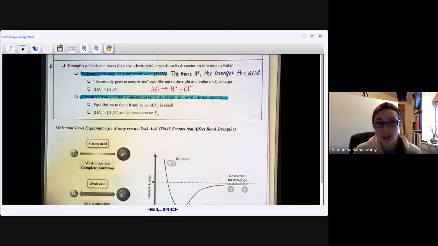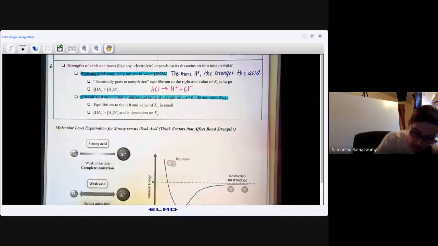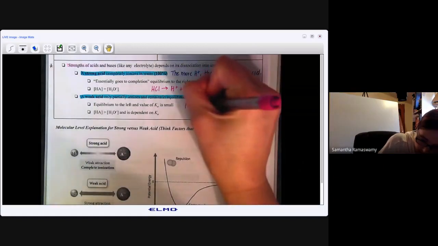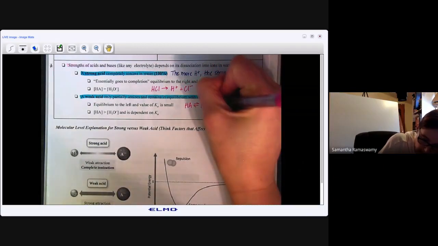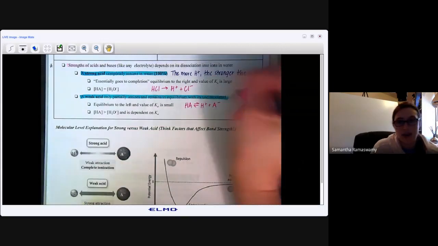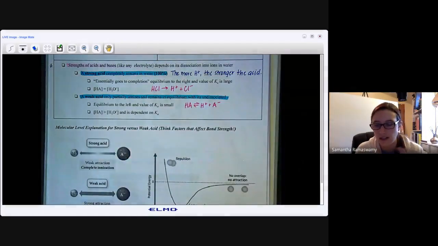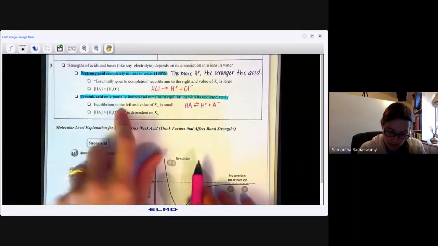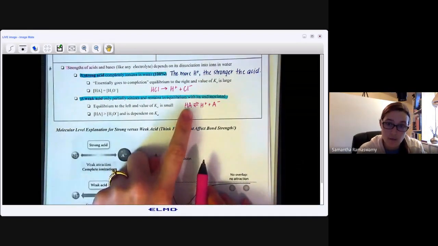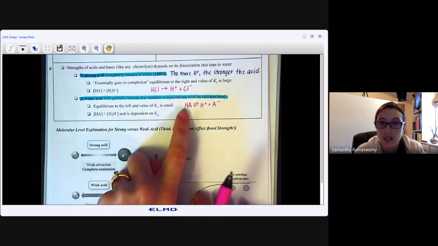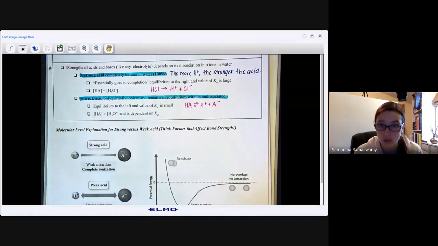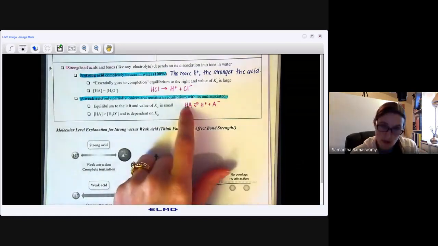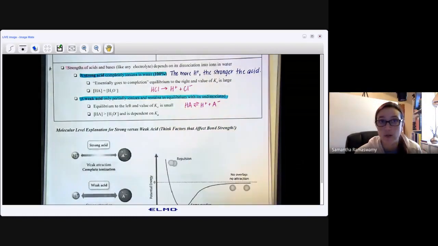When we think about a weak acid, I'm just going to use HA as shorthand. It's at equilibrium with its ions, H plus and A minus, and that A minus could be any conjugate base. But equilibrium actually lies to the left, which means we have mostly weak acid molecules. Ka values are very small, because Ka is products over reactants. We have mostly reactants, so it's going to have a small value of Ka.